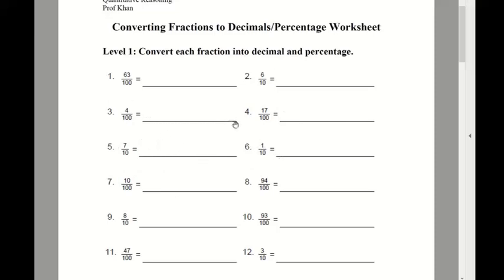So when you're working on this in your notebook, try to do it the way that I did it, in the sense that first you write the decimal, then you write the percentage. And in the quizzes, you are going to get very similar questions, probably not as easy as this, probably level 2 or level 3 questions.